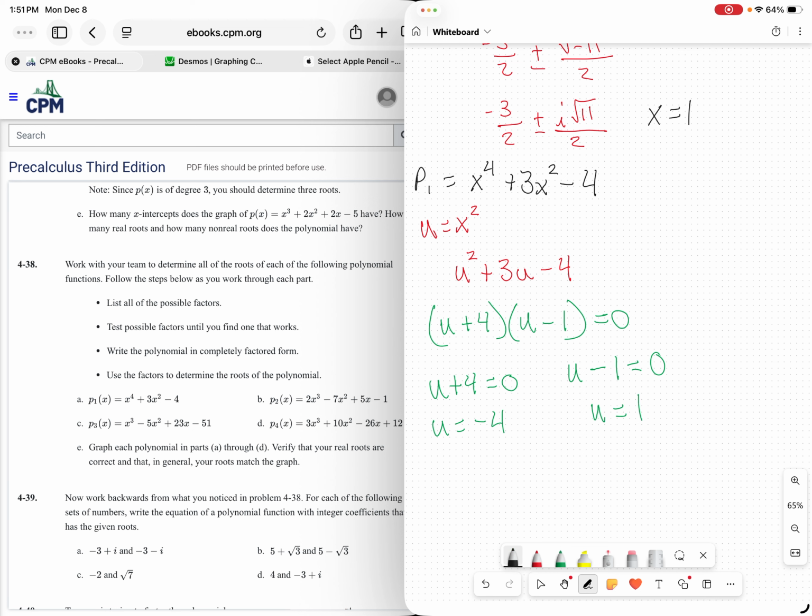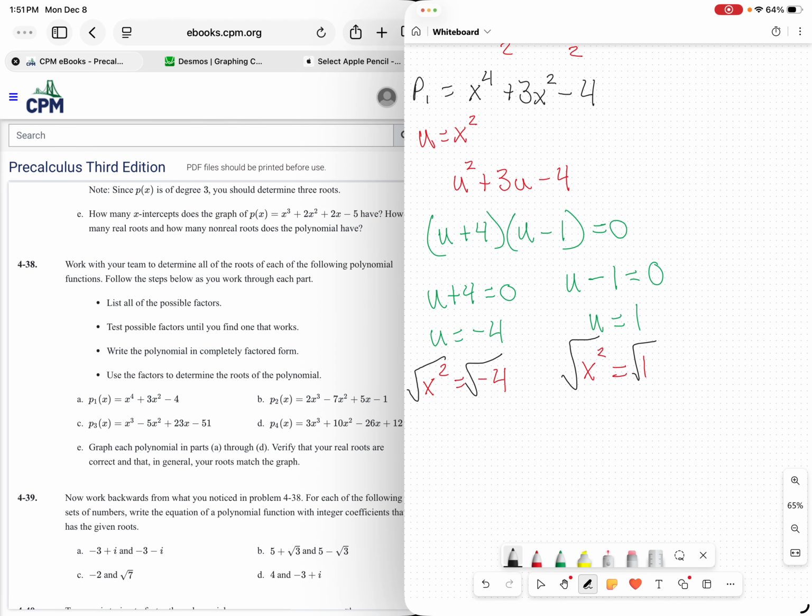Well, what was u? u was x squared, right? So x squared equals negative 4 and x squared equals 1. Well, then square root. And we get solutions. x equals plus or minus 2i, right? And over here, x equals plus or minus 1. So there's your 1, 2, 3, 4 solutions, right? There were 4 solutions to this one.